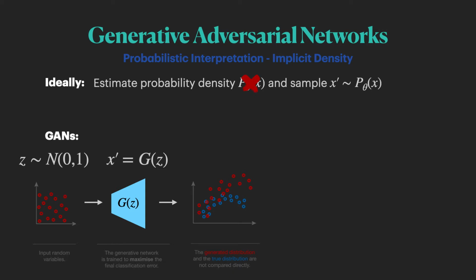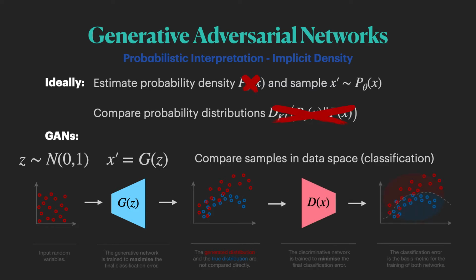And now that we have both the real and generated images in the image space, we can compare them, but instead of comparing the probability distributions, we use a discriminator to compare the samples in the data space by classifying them and seeing if we can separate between the two distributions. And in order to learn the generator and discriminator, we use the classification loss to propagate the information.